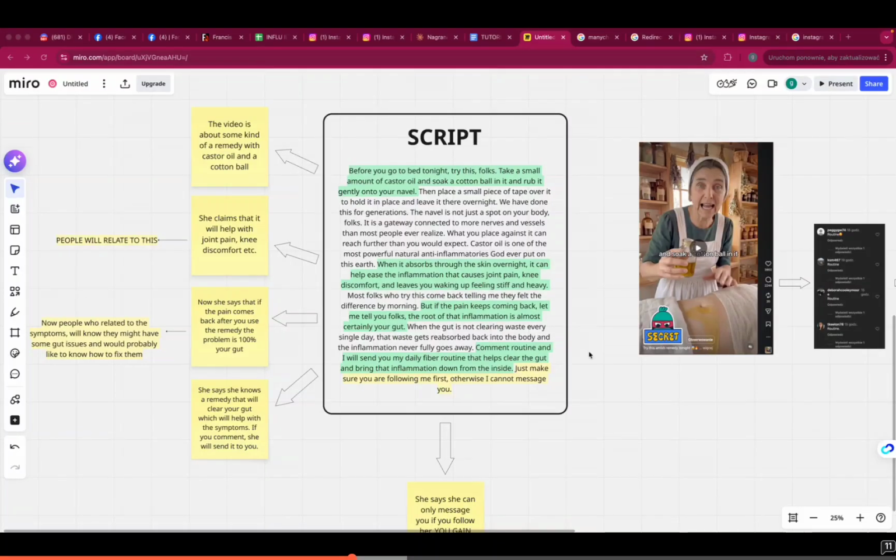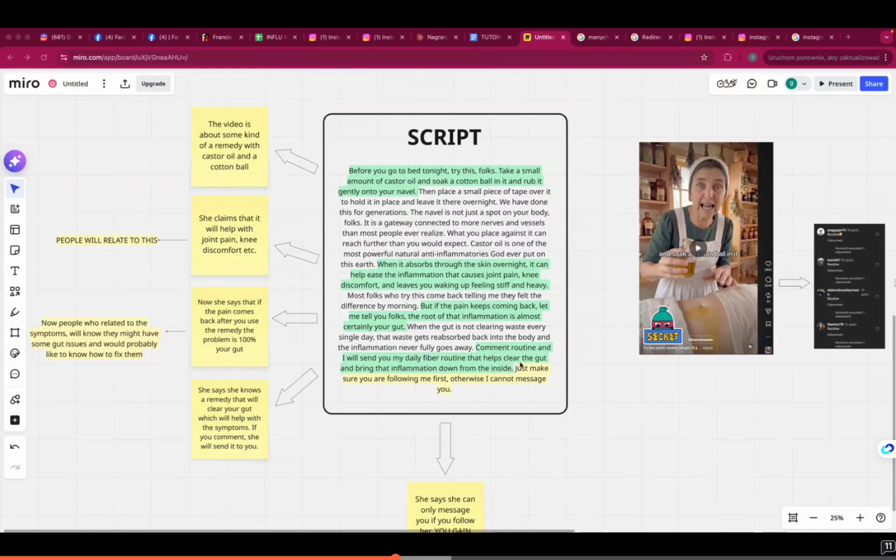Let's go further. "Comment routine, and I will send you my daily fiber routine that helps clear the gut and bring that inflammation down from the inside." So she says that she knows a remedy that will clear your gut, which will help with the symptoms. If, of course, you comment, then she will send the remedy to you. So there is a high chance that people who related to the symptoms and then found out that the problem is most likely their gut will be interested in seeing the recipe or the routine that she has that supposedly will help clear your gut.